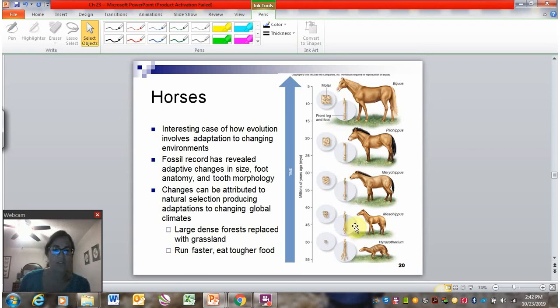So it couldn't sustain shrubs and trees anymore. It was a grassland. And grass is something that organisms can live on. Not all organisms, but some organisms can live on. But it is not very nutrient dense. And so in order to get enough nutrients to survive on this grassland, the horse was going to have to travel further distances, and it was going to have to chew its food a lot more.